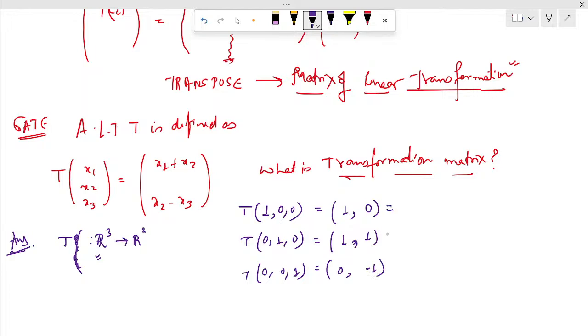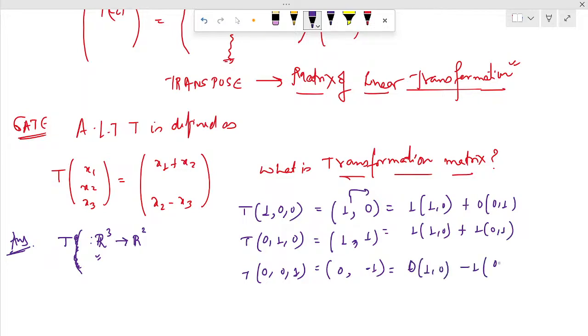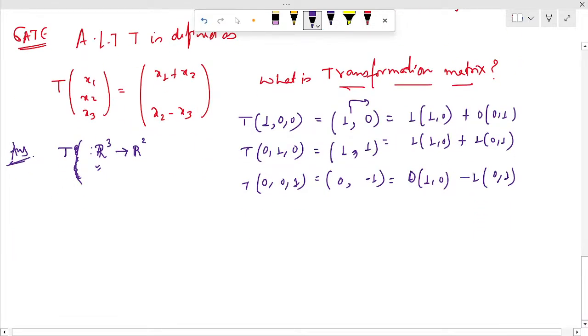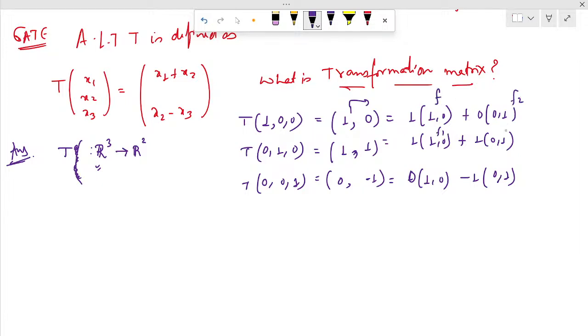If I want to write all these things in R square, where f1, f2 are the bases, what can I write? I can write 1 times (1, 0) plus 0 times (0, 1). Then 1 times (1, 0) and 1 times (0, 1), right? And then 0 times (1, 0) and minus 1 times (0, 1). Is that clear? Now I told you that (1, 0) and (0, 1) are f1 and f2.